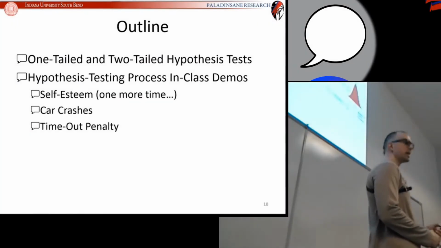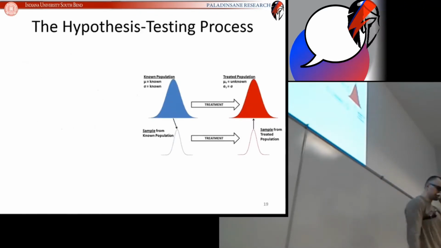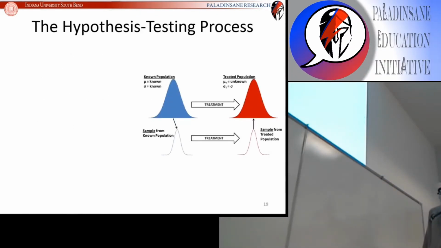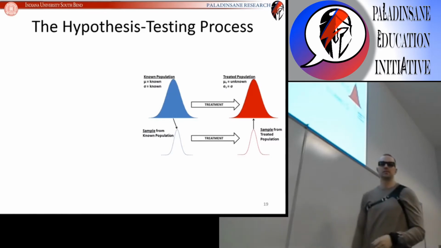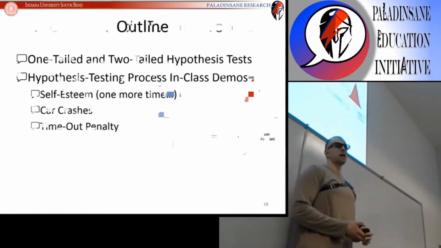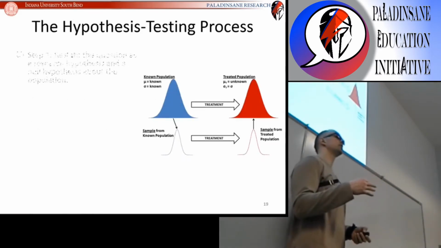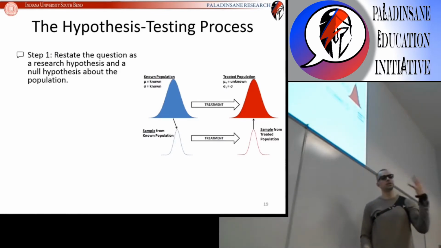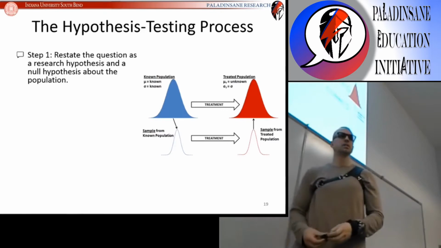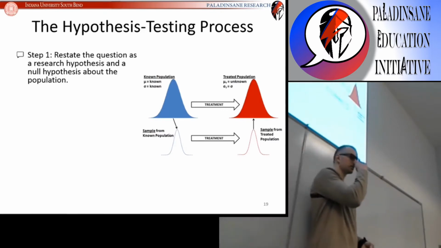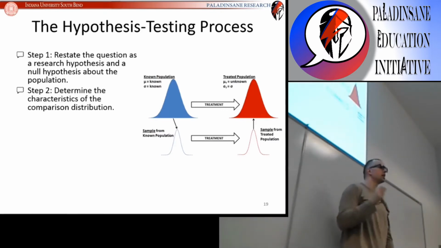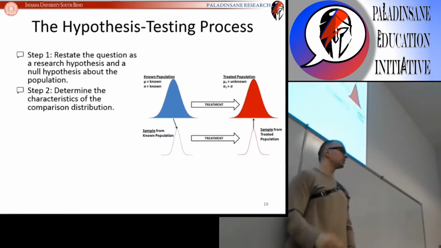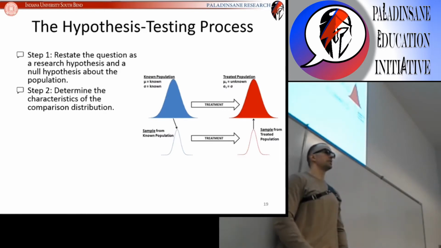All right, so back to the hypothesis testing process, because we're going to introduce that idea of one-tailed and two-tailed tests. So we have our 5 steps. Step number 1, restate your question as a null hypothesis and a research hypothesis about a population, always about the population. Step number 2, you got to determine the characteristics of your comparison distribution. This is not your population distribution. This is a distribution of sample means.